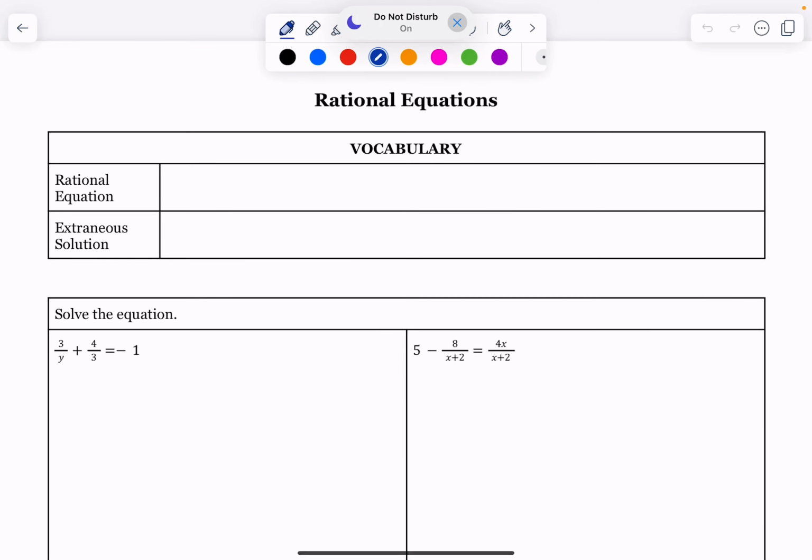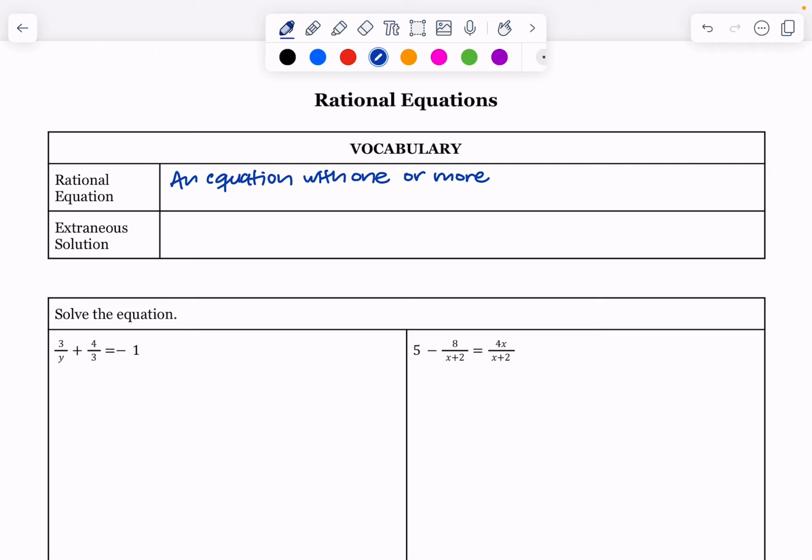All right, this video is over section 4.3, rational equations. To start off, a rational equation is an equation with one or more rational expressions, aka fractions.